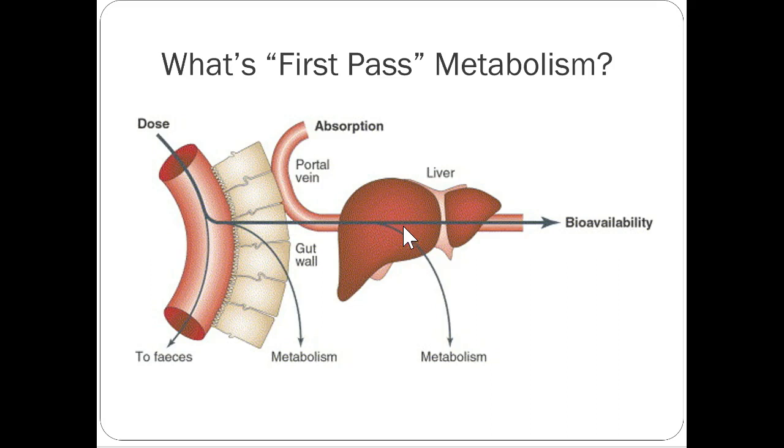metabolism. So first pass is really important because an oral drug has to be able to overcome first pass metabolism. If it doesn't, so if a medication gets absorbed and then gets chewed up by the liver and then nothing gets into systemic circulation, you really don't have an active pharmaceutical product. So you really have to have a medication that's proven to get through first pass metabolism.